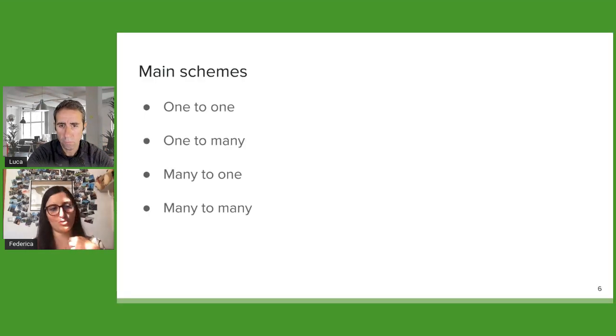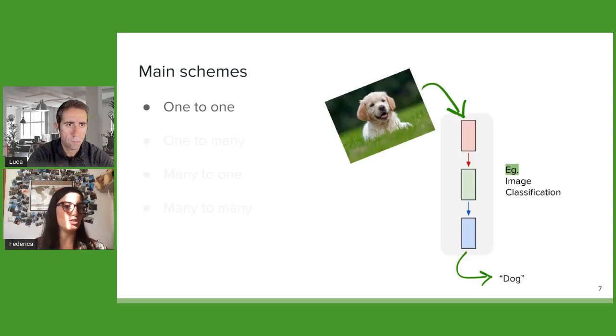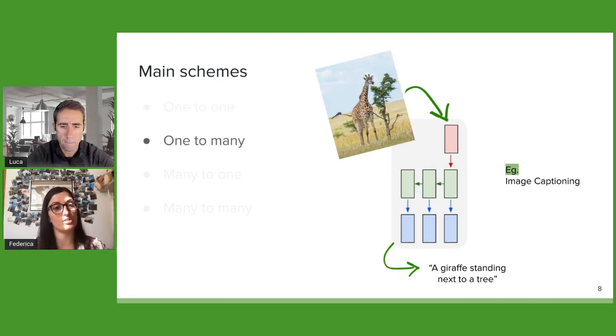What I wanted to say first was what the main schemes are when we are working with data. The simplest one is one-to-one. So we have a fixed size input and we want to get a fixed size output. The classical example here is image classification. So we have our network, we give the network an image of a dog, and we want to receive as output the word dog.